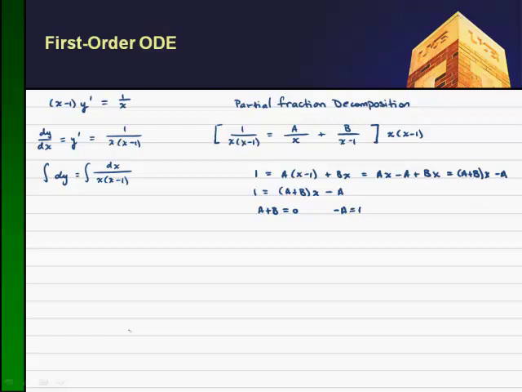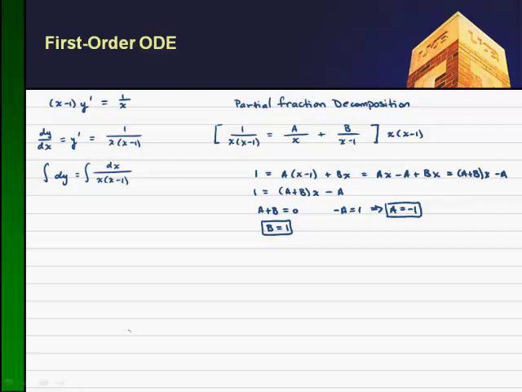This one's actually pretty easy because I readily get a. So a is just equal to negative 1. And if a is negative 1, then negative 1 plus what is equal to 0 says that b must equal 1. So now I know the fractions that made up the a over x plus b over x minus 1 in order to get the 1 over x times x minus 1.